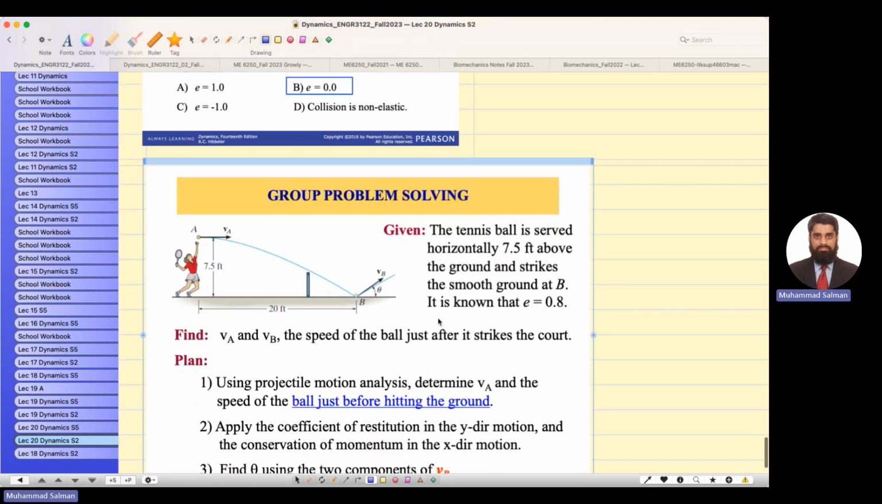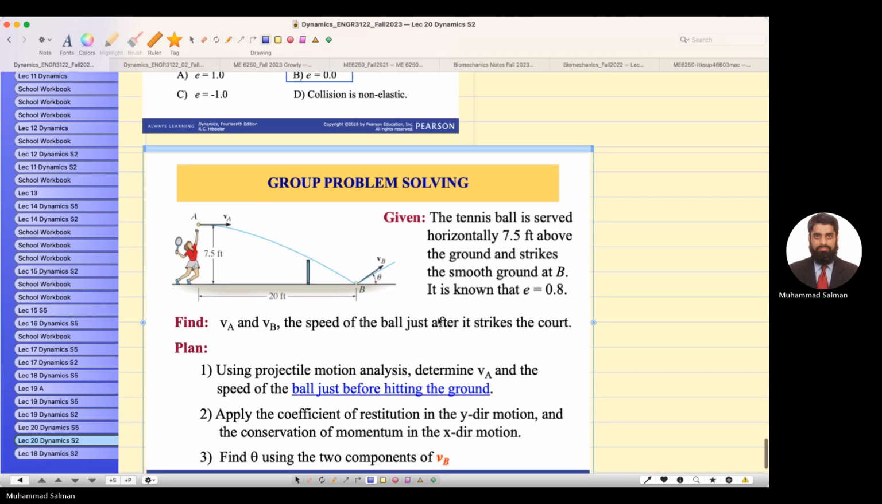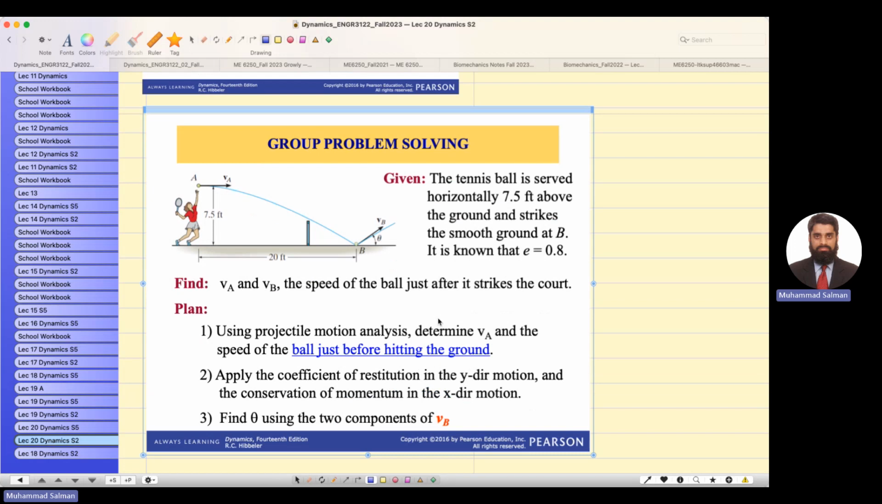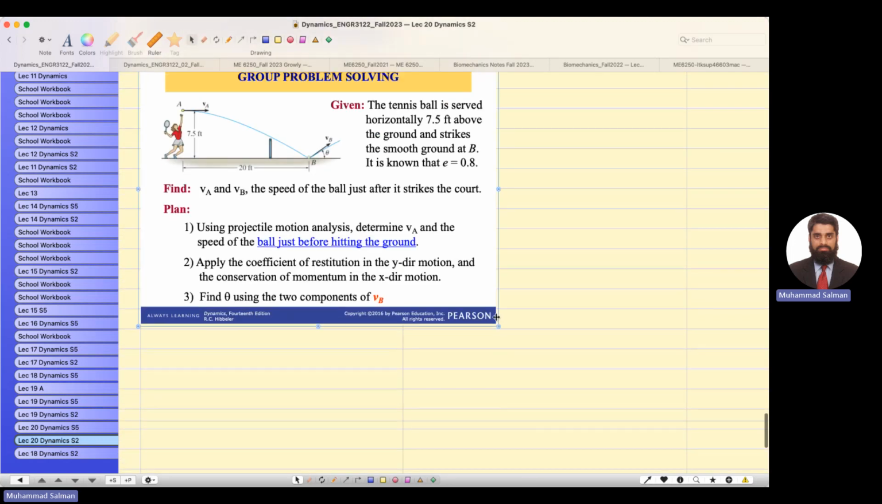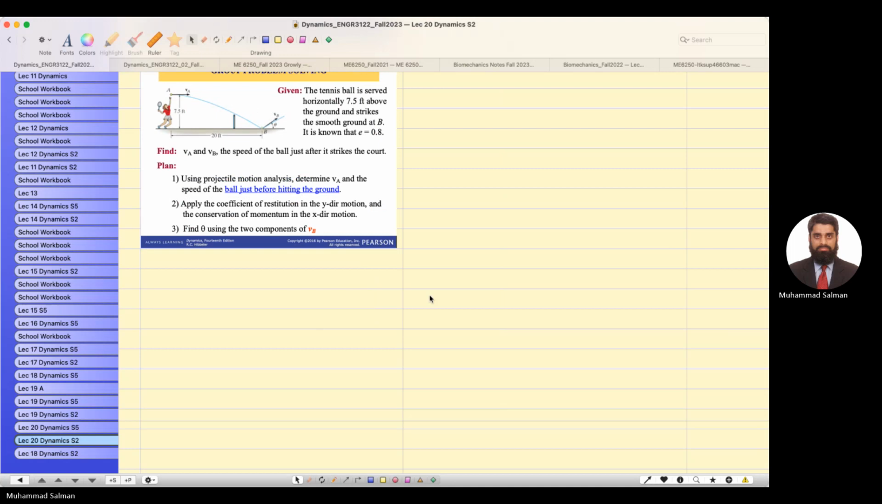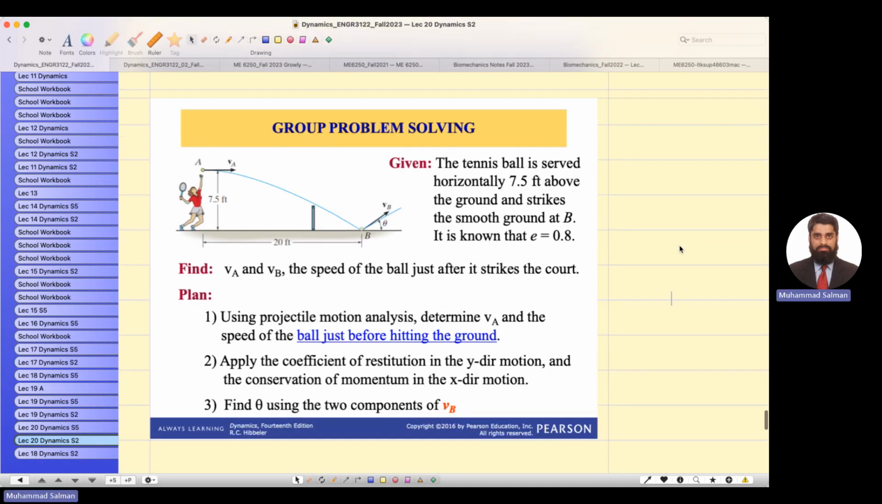Are you ready for another intimidating question? It looks intimidating, but it's a good problem for us to review our chapter 12 problems. You know projectile motion? You studied projectile motion already. So I'm glad that now we are getting a similar kind of question. The question is, the tennis ball is served horizontally. This is important. When it is served horizontally, we don't have the vertical component. But in a projectile motion, we do have a vertical component. But in this case, it's served horizontally, which means VAy is 0.